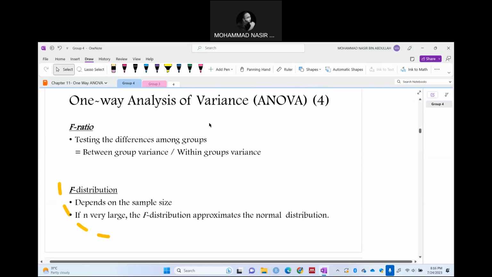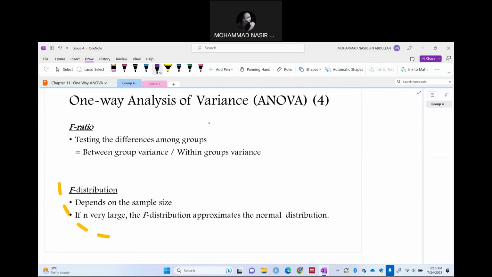This is the definition. The F ratio is the mean square between groups, or between treatments, divided by the mean square within groups, or error. This is also known as error. For the F distribution, as we learned in chapter number 10, it contains two degrees of freedom: degree of freedom 1 and degree of freedom 2.